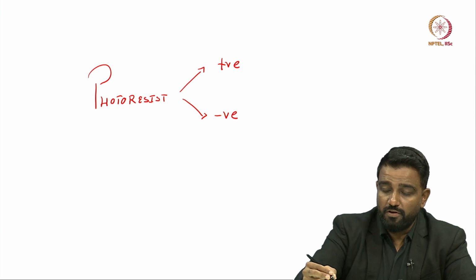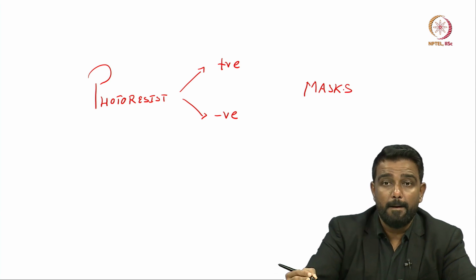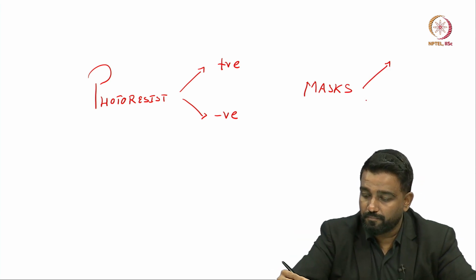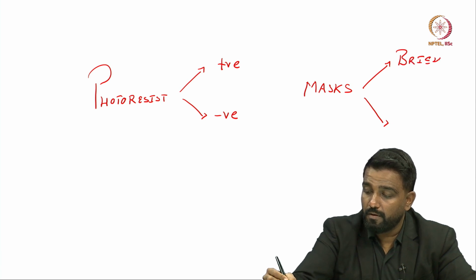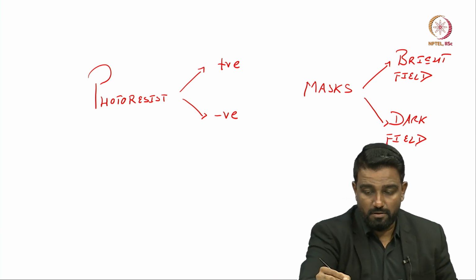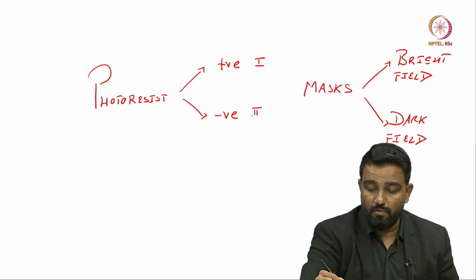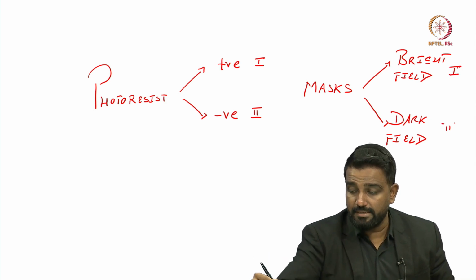Now, we should also understand another term called masks. Masks again are of two types: bright field mask and dark field mask. Okay. Photoresist, two types: positive, negative. Mask, two types: bright field, dark field. Okay, easy.